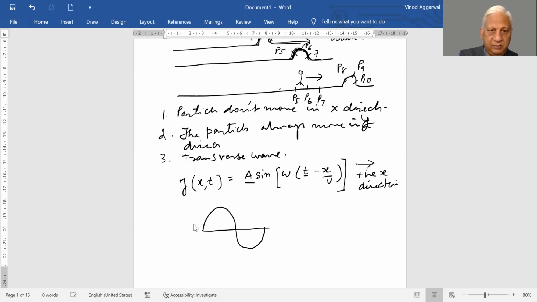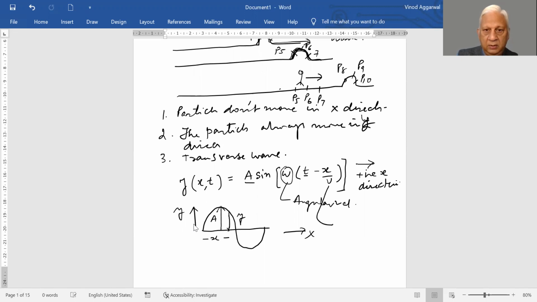Now if we see the actual wave here, A is the amplitude, the maximum displacement. This is our A. This is our direction of x. This is our y. At any place x, the displacement is y, which is represented by this equation, and omega is the angular velocity. V is the speed of the wave. Okay.